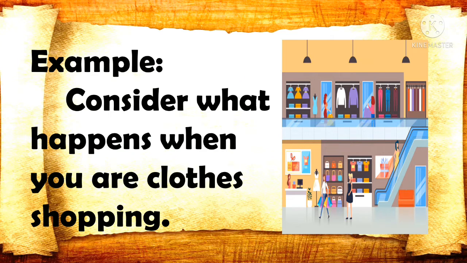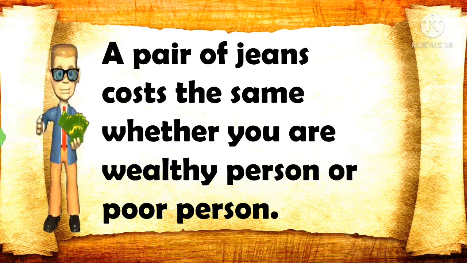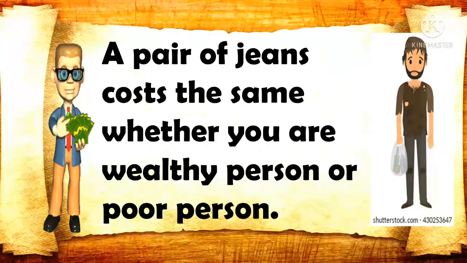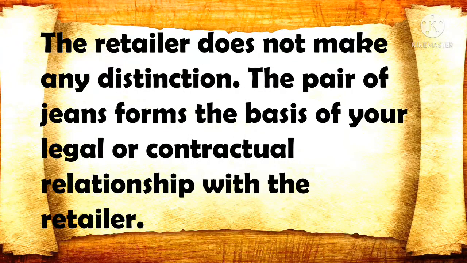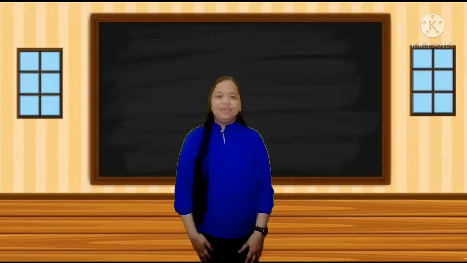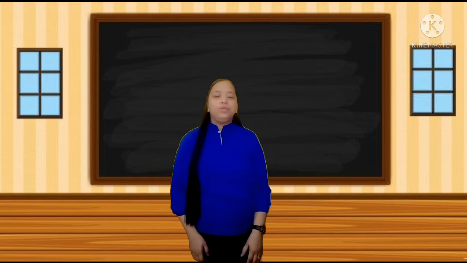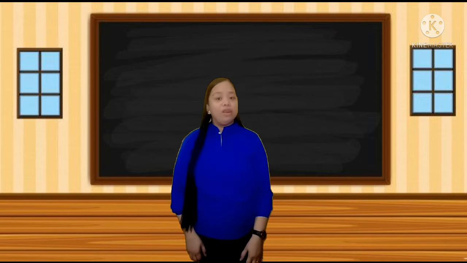For example, consider what happens when you are clothes shopping. A pair of jeans costs the same whether you are a wealthy person or a poor person. The retailer does not make any distinction. The pair of jeans forms the basis of your legal or contractual relationship with the retailer. Contracts and agreements of this nature are impersonal and blind. Commutative justice is the most fundamental form of justice in societies. Without it, all other forms of justice are impossible.